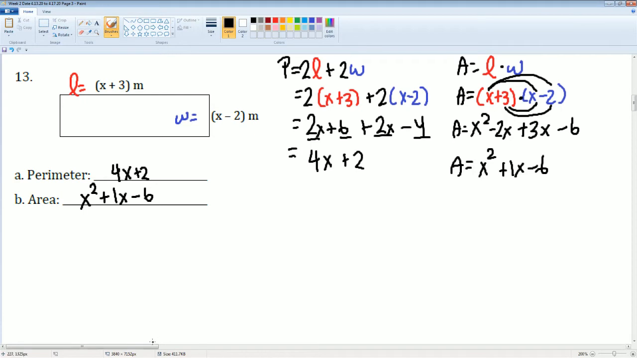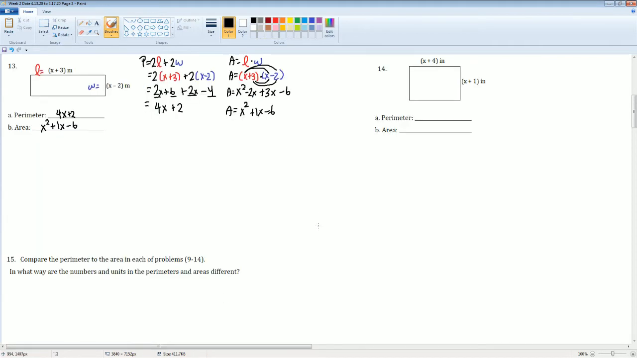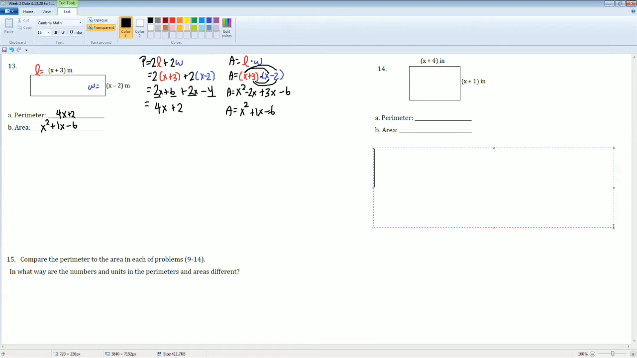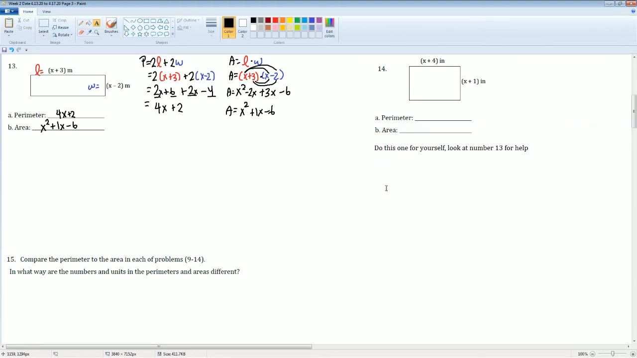All right? Okay. So for 14, you would have to do this one for yourself. Look at number 13 for help. All right, so I'm not going to be showing 14, but you can do it by yourself, right?